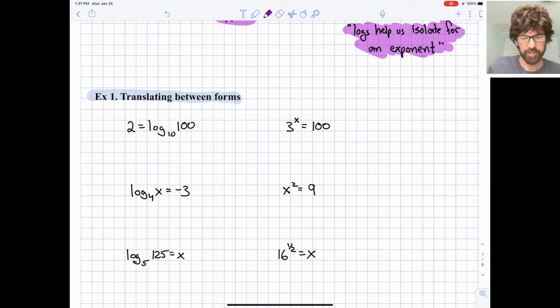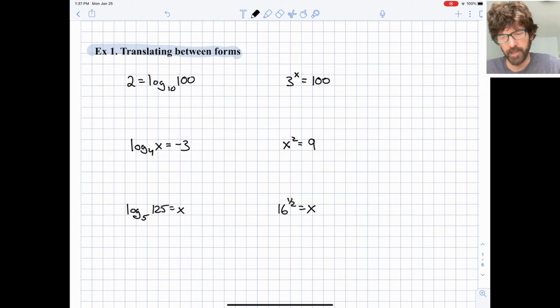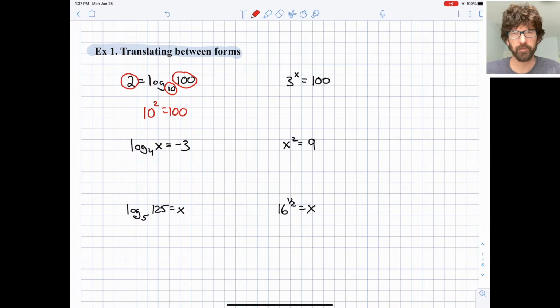Let's do a couple examples just translating between forms. Okay, so if we have 2 is equal to log base 10 of 100, using the form that we were looking at before, we have a base of 10 and exponent of 2, and it's going to equal 100. So we could write our answer as 10 to the 2 is equal to 100, which we know is correct. 10 squared is 100. But those are equivalent statements. We just did a rearranging. And I like to think of it as sort of this cycle or circle that I'm going around. 10 squared is equal to 100.